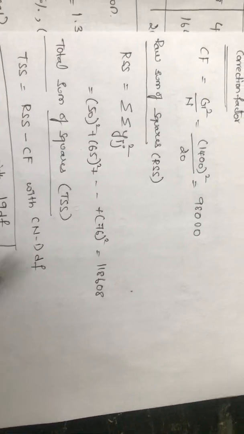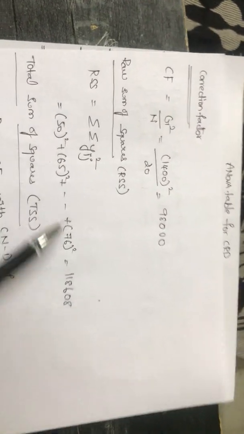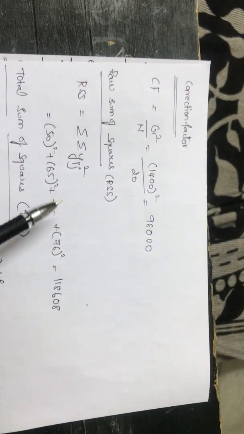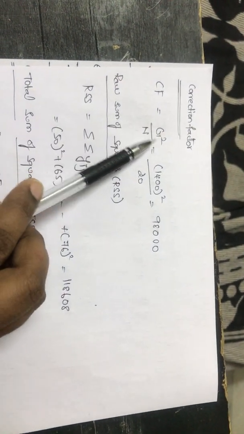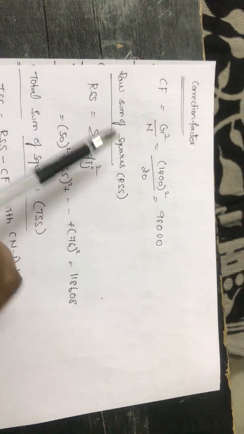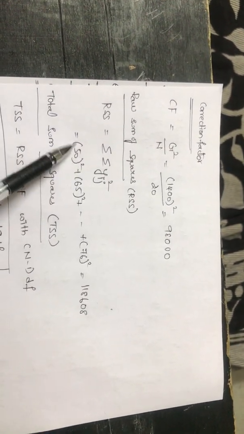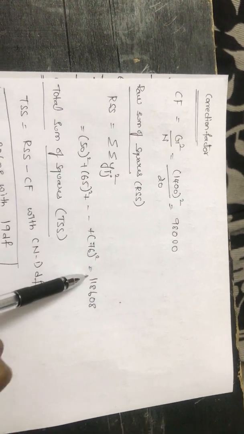Next we have to calculate the correction factor. The correction factor formula is given by G square by n, and we calculate it like this. It is similar to one-way ANOVA. For the raw sum of squares, we have a formula: squaring each and every observation and adding them gives the raw sum of squares.